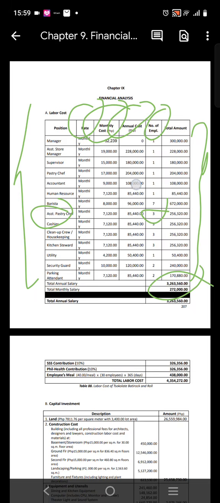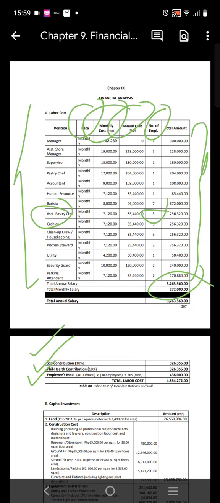Okay, and then in order to complete the labor cost, you need to have the 10% SS contribution from the total amount or annual salary. So meaning to say, you will multiply the total annual salary by 10%, and then PhilHealth is the same as well. You get the 10% of the total annual salary.